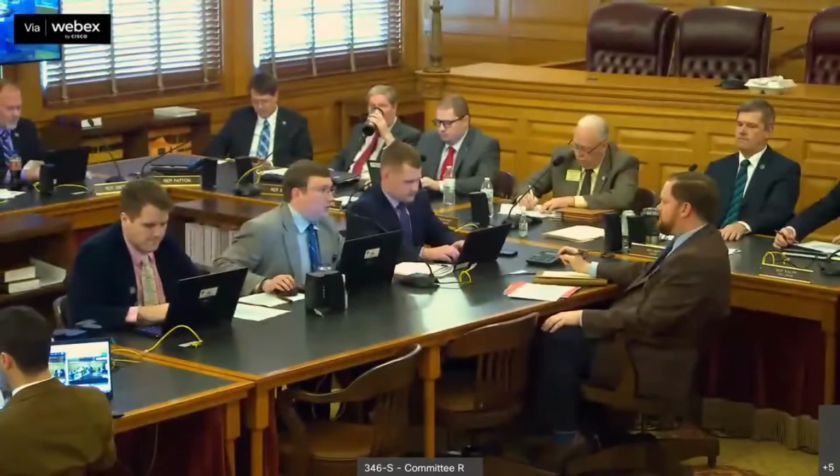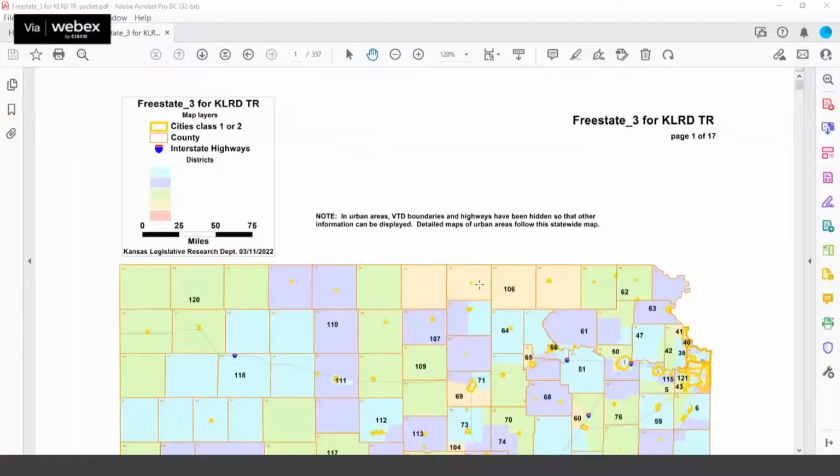Thank you, Mr. Chair. Jordan Milholland, Legislative Research. The technology is just a bit behind getting this document up. This map is Free State 3. It is a House of Representatives plan, as Representative Croft had noted.